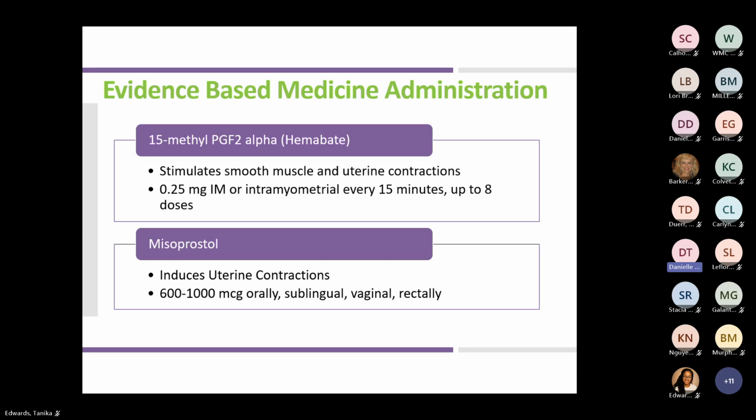And just one little pro tip with it as well: it is known to cause fevers within the first 24 hours of giving it. So if you have someone spike a fever, just continue to monitor that, as it may be a medication effect.